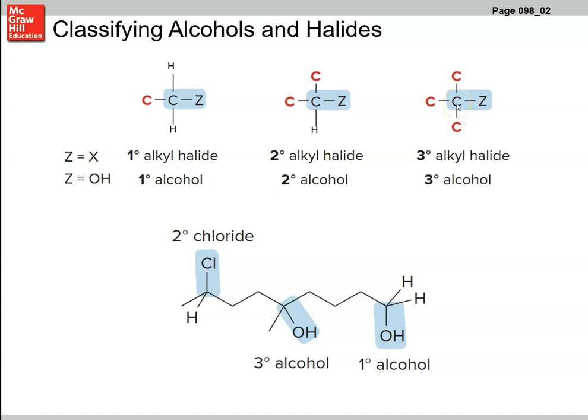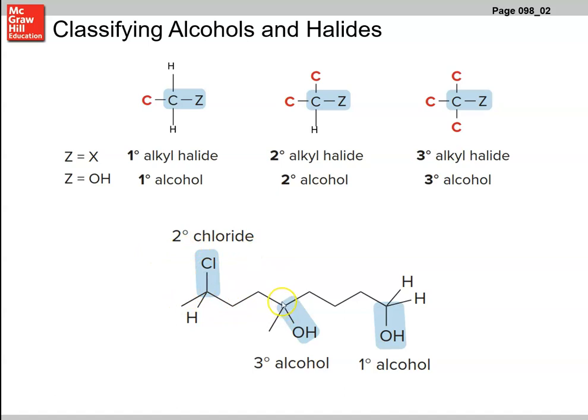This is something that is important for you to be able to classify, these different alcohols and halides, and something I'm going to ask you to do. Here's just an example of a long chain of carbon with various different types of alcohol and alkyl halides. So here is an example of a secondary chloride. You can see that carbon that it's attached to is going to define that, and it's going to be attached to one carbon and two carbons, and therefore it's a secondary chloride.